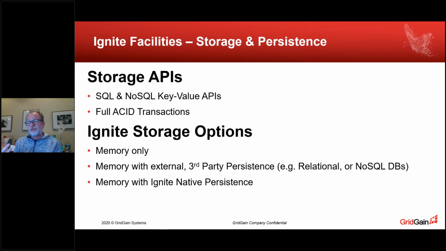Memory with external third-party persistence. That's the in-memory data grid as well, but tied to some kind of relational or NoSQL database. Usually that's something we call a cache store, or third-party cache store. And then the third option is memory, but using Ignite native persistence for that resilience, for that persistence over time, durability, and for expansion beyond what your memory has available to you.